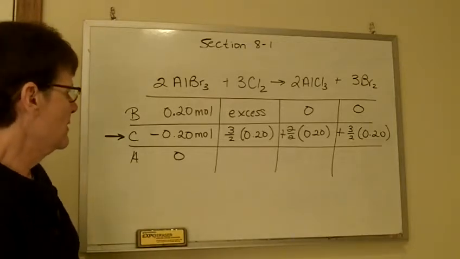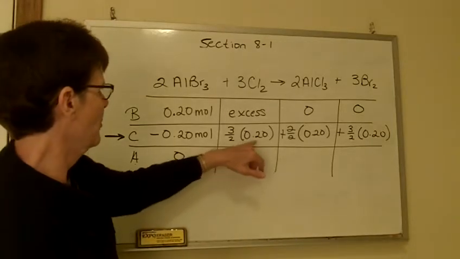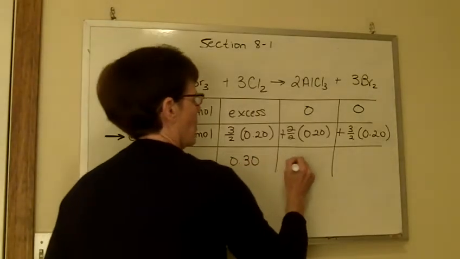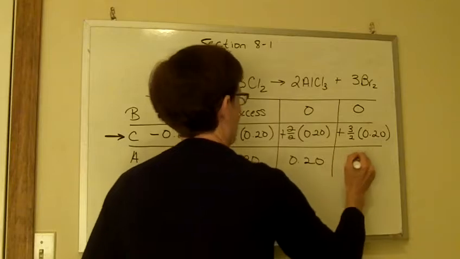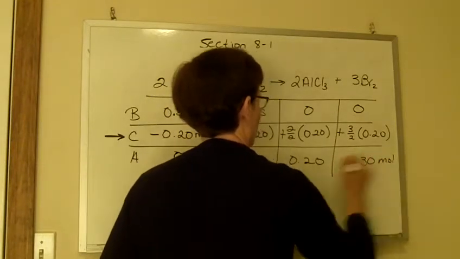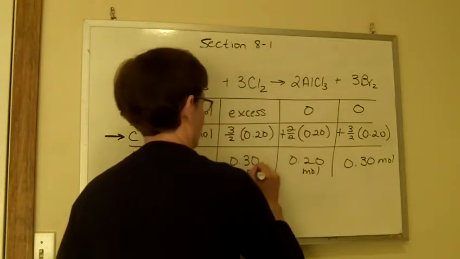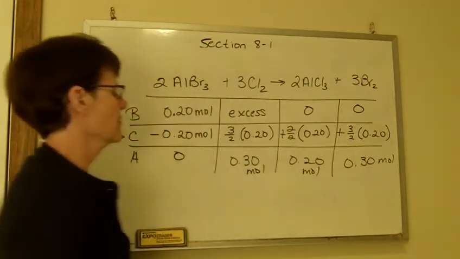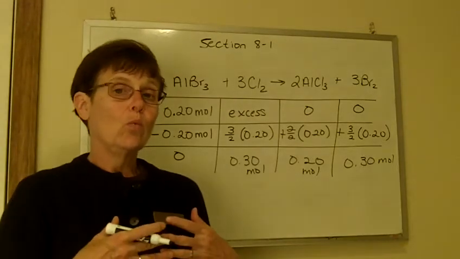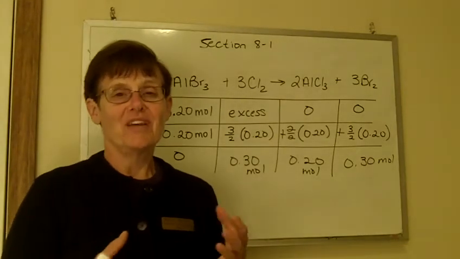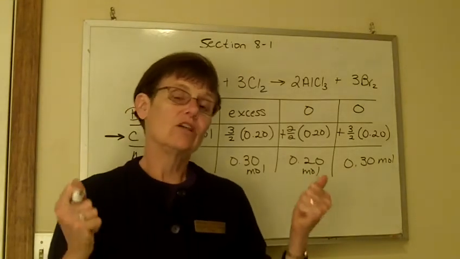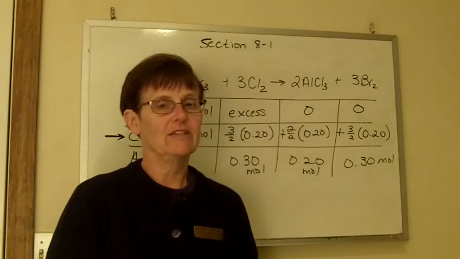All right, so what do we end up with? Let's see. If we divide that by 2, we get 0.1, so 0.30, 0.20, and 0.30 moles in every case. So even if we are only given one quantity, we can go from there and find out all the quantities of what happened in the chemical reaction as long as we have a balanced chemical reaction to start with.